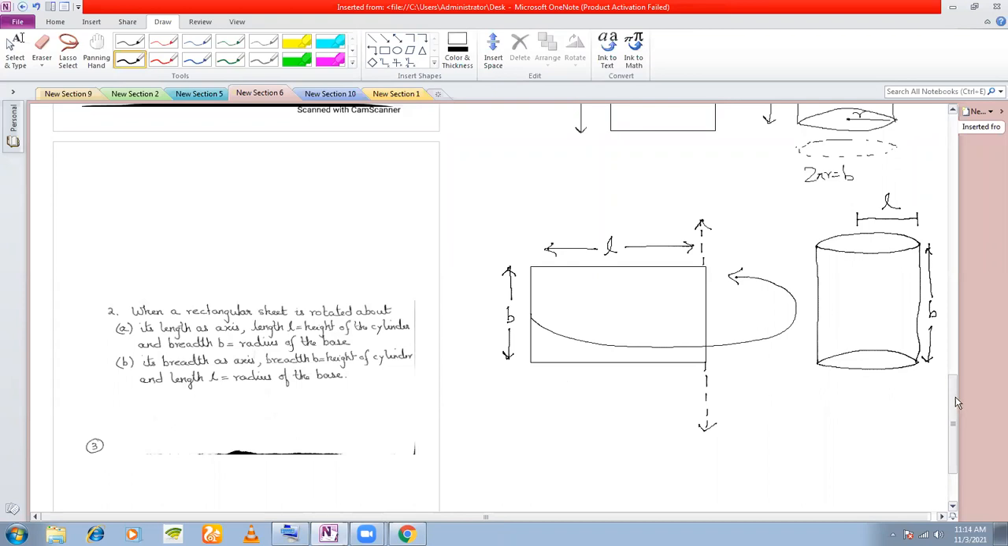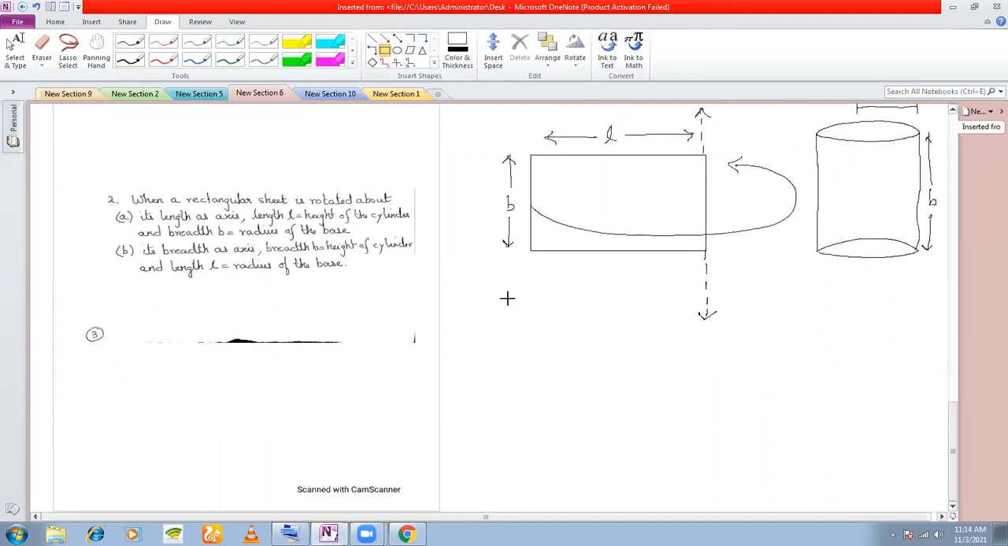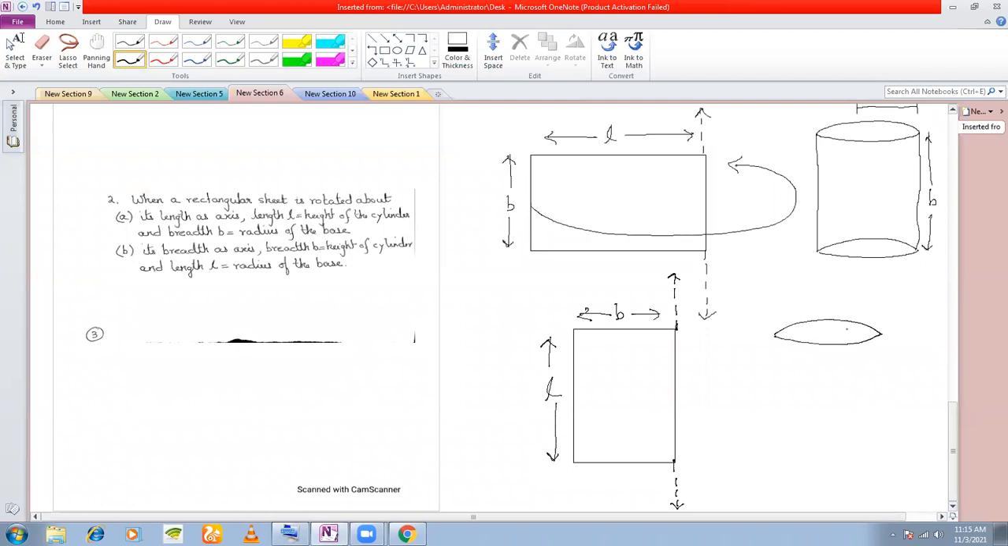Now, in a very similar manner, let's say if I am rotating a rectangular sheet along, let's say, the length. This time, this is my axis. Okay, if I take the length as L, I take the breadth as B. Again, this will generate a cylinder if I rotate it.